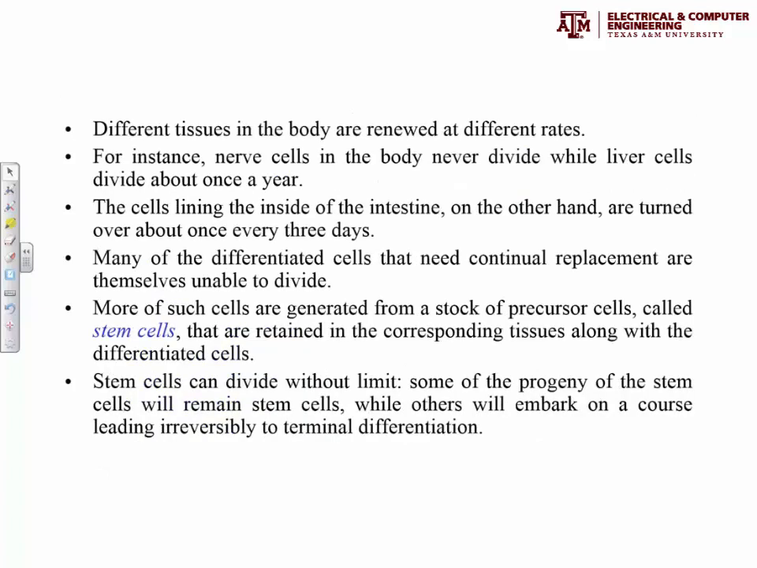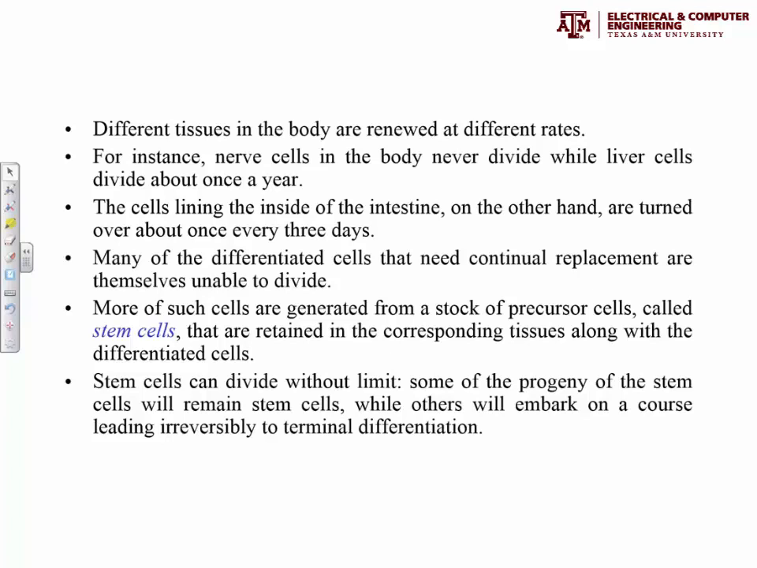Now, different tissues in the body are renewed at different rates. For example, the nerve cells in the body never divide, while the liver cells divide about once a year. The cells lining the inside of the intestine, on the other hand, are turned over about every 3 days, right? So many of the differentiated cells that need continual replacement are themselves unable to divide, okay? Because they're not stem cells anymore. So more of such cells are generated from a stock of precursor cells, which are called stem cells, which are retained in the corresponding tissues along with the differentiated cells.